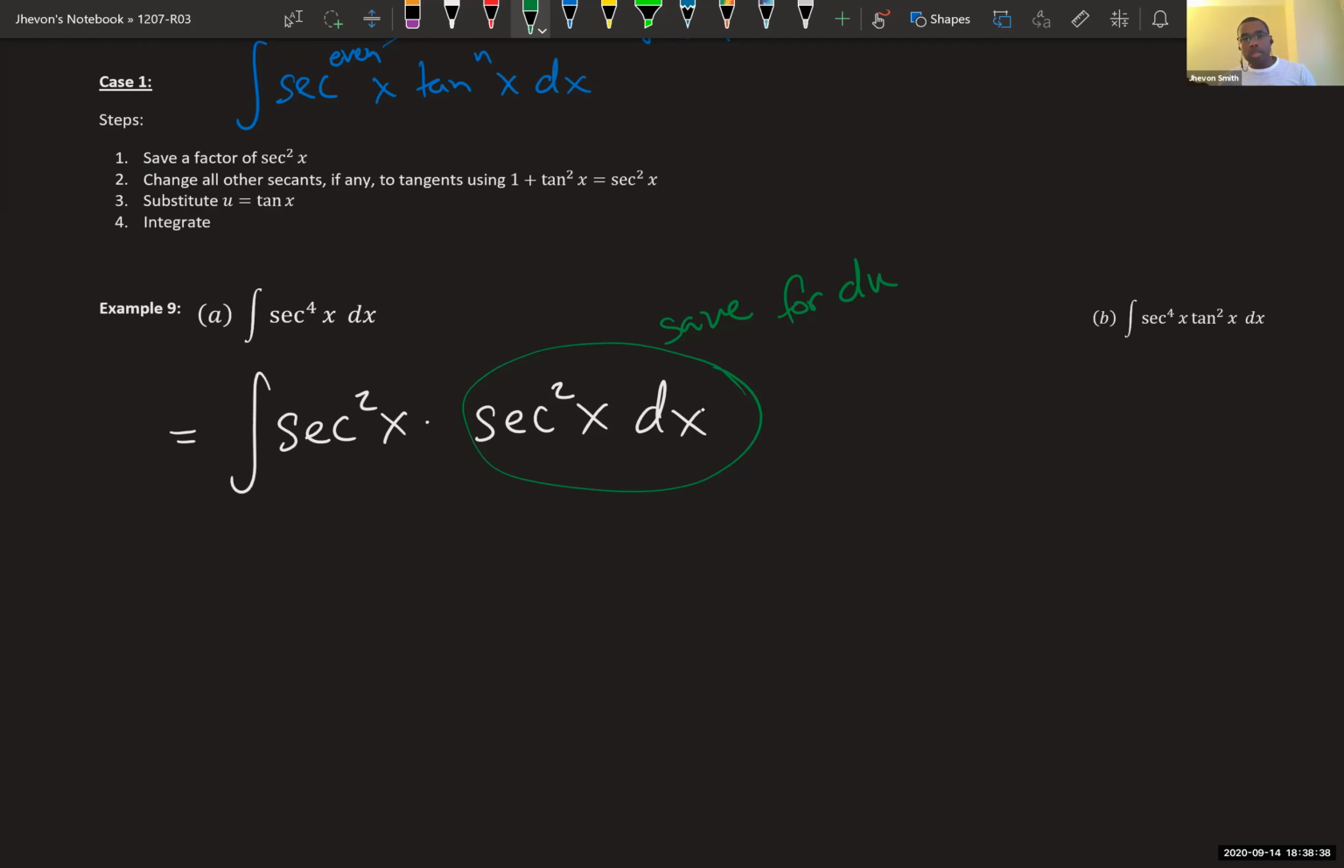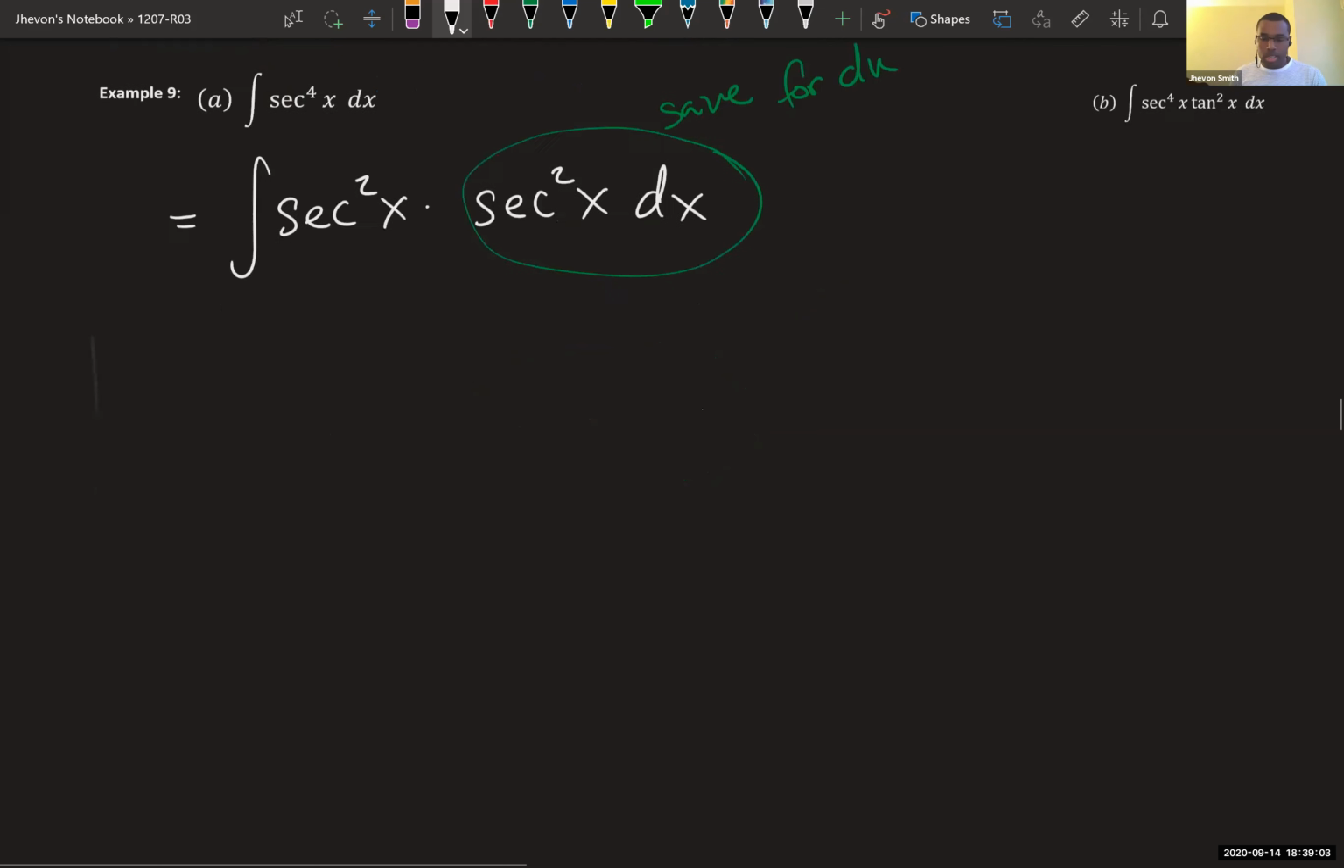So now, why would secant squared be useful as a du? Well, it relates to tangent in a derivative, doesn't it? The derivative of tangent is secant squared. So it makes sense to actually change all the other secants to tangents. And once the power of secant is even, greater than or equal to 4, you will be able to do this. You factor off a secant squared, you will be left over with an even power of secant, which you can write in terms of secant squared, which you can then write in terms of tangent squared. So secant squared is actually 1 plus tangent squared.